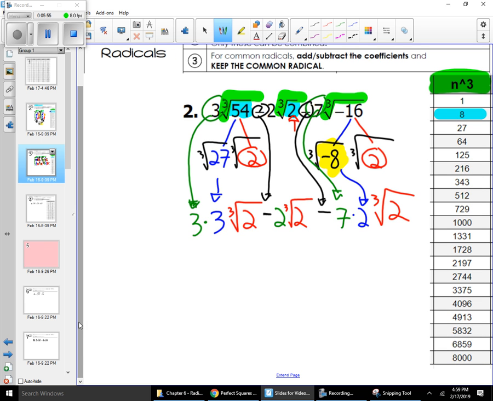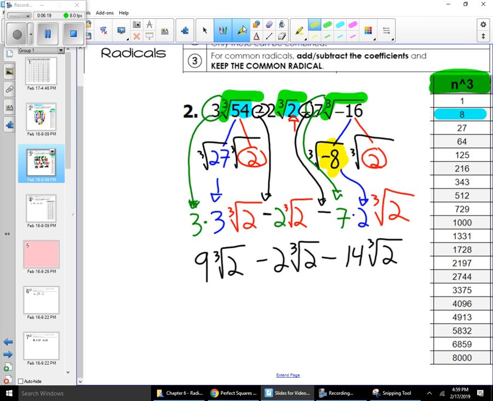A bit of cleanup. 3 times 3 is 9. The middle term, there's not a ton we can do. And then our last term, 7 times 2 is 14. So putting these together, missed the 2 there, we now have like radicals. Notice that all 3 of these are cube roots. They all have a 2 underneath them, so the radicands match, the indexes match. We can put these together.